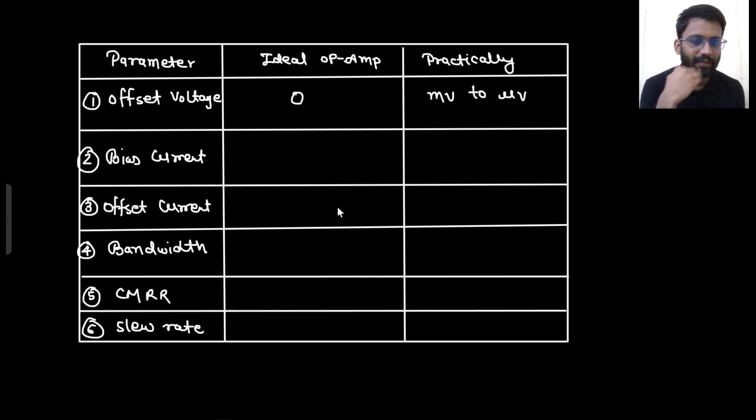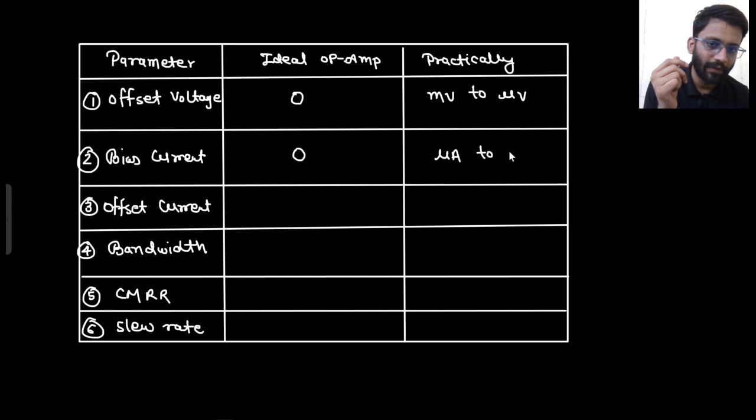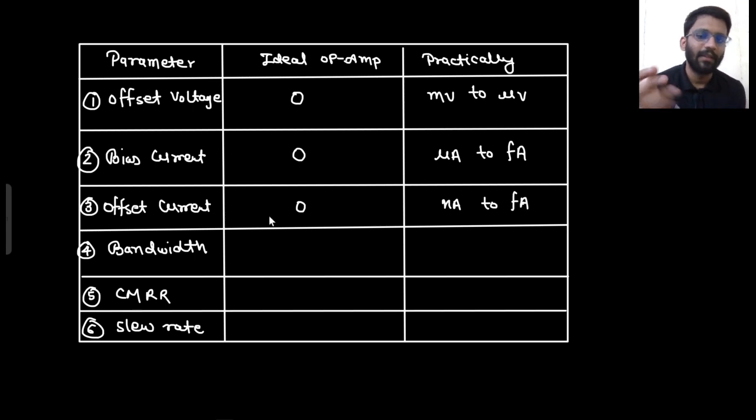What should be the bias current? Ideally it should be 0, but practically when you see, it is some microamp to femtoamp. Offset current, again it should be 0, but again it is some nanoamp to femtoamp. Always you find some offset current. All these offsets should be 0, right? Any offset should not be there ideally. For an ideal OpAmp, what is the bandwidth? Bandwidth of the OpAmp, that is infinity.